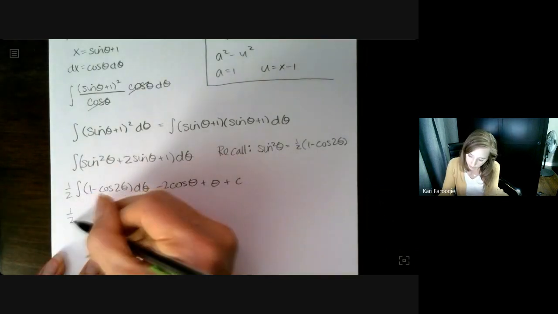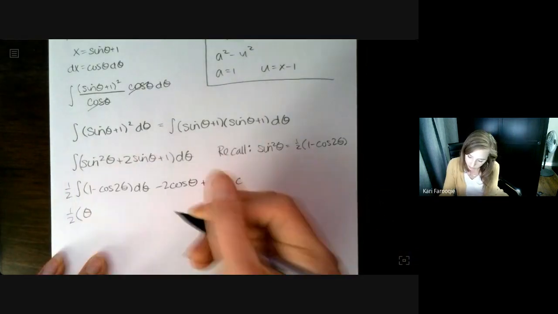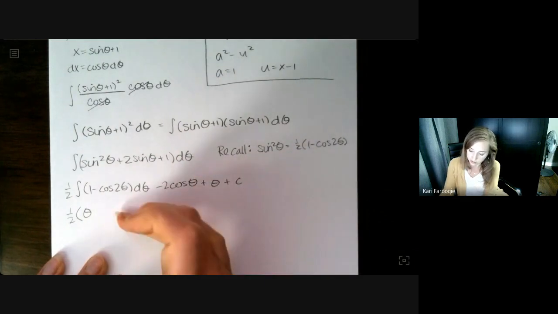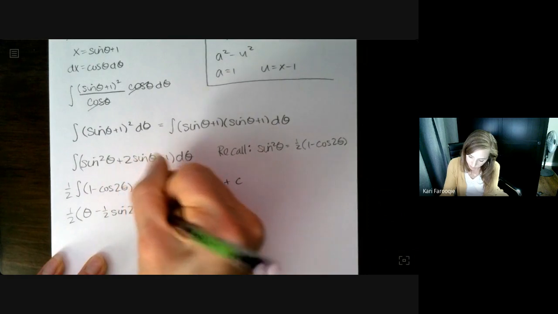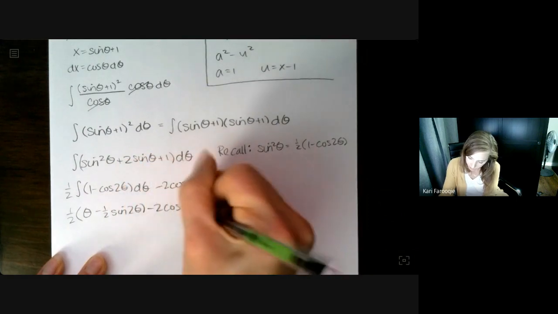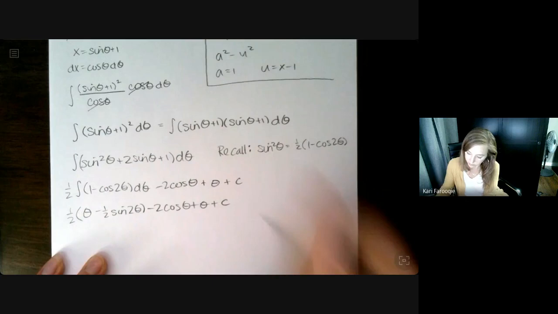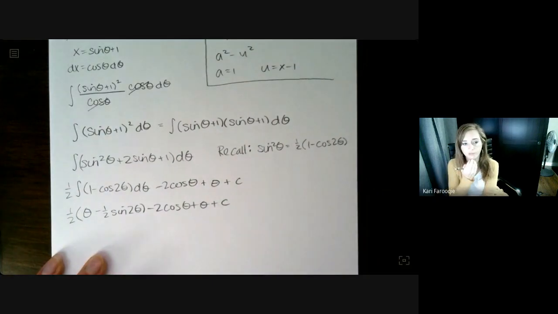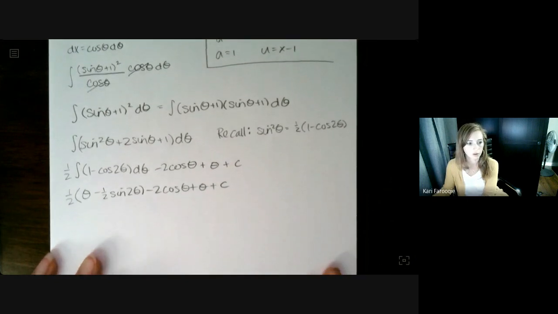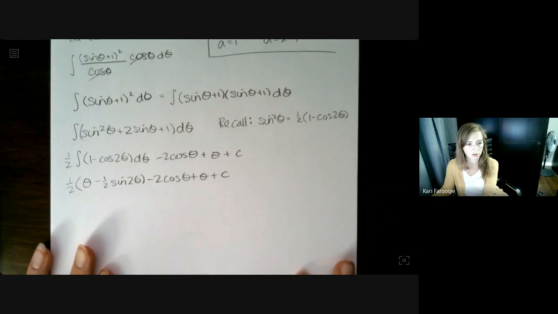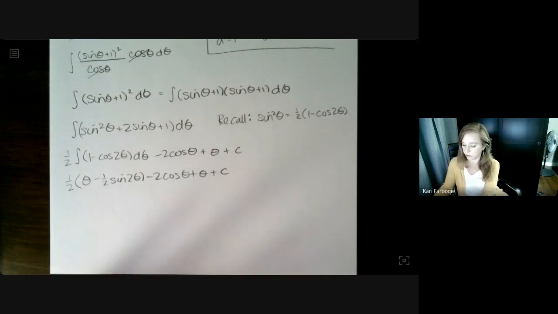So you're going to have 1/2 times theta, and then the derivative of sine theta is cosine theta, so minus 1/2 sine 2 theta. Then you can just pull down the rest of this. And I'm going to simplify this a little bit more. I don't want to look at all these grouping symbols. Before I do that, does anyone have a question here?